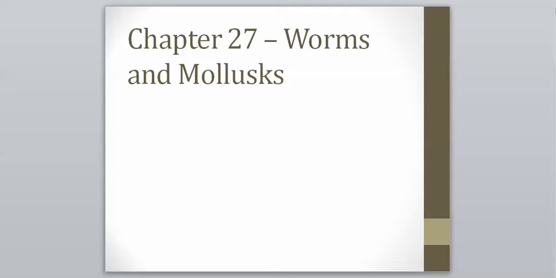This is Mr. B. We are starting chapter 27 today, and the title of this chapter is Worms and Mollusks. So this is going to be our next two animal groups, the worms and the mollusks. And you might not know what these are, but we're sure going to find out soon.